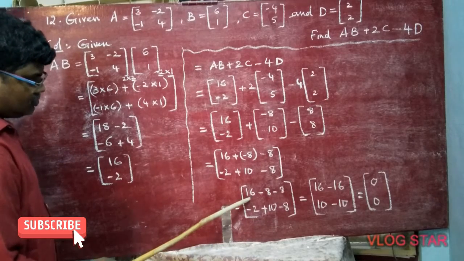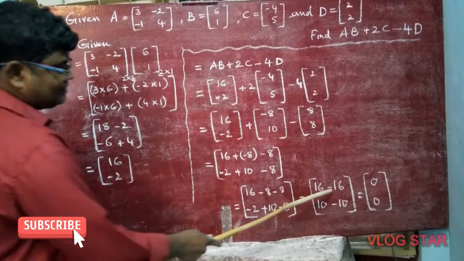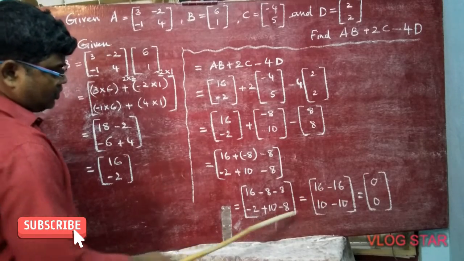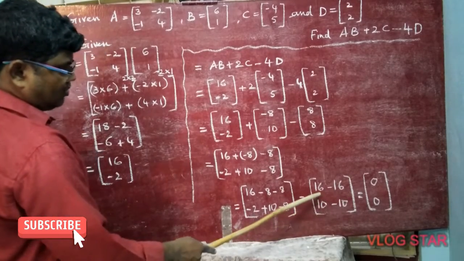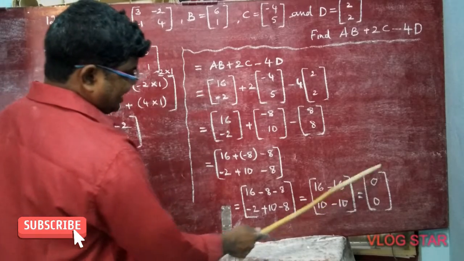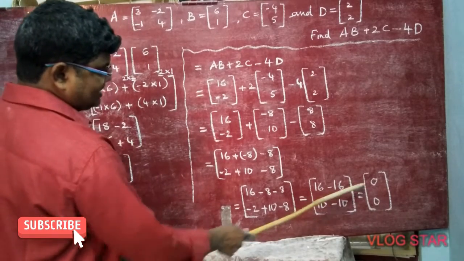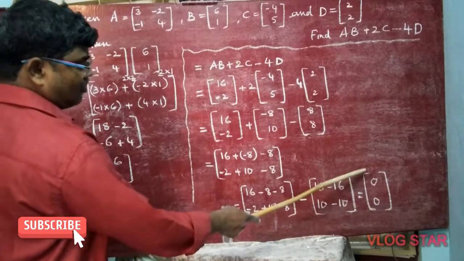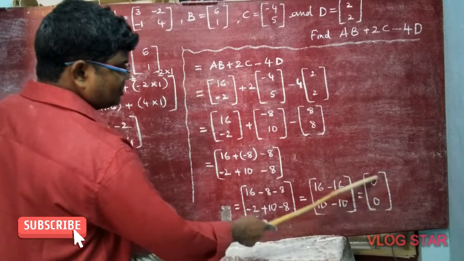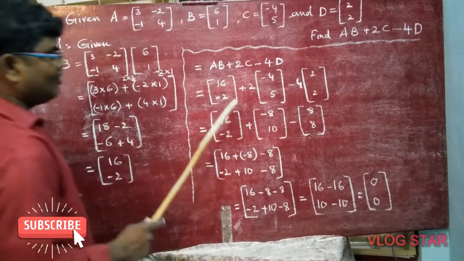Now add positives. 16 is there. And negatives, minus 8 and minus 8 is minus 16. Positive, write 10 here. Minus 2 and minus 8 is minus 10. Now 16 minus 16, how much? 0. 10 minus 10, 0. So now we got the answer [0; 0], the zero matrix. This is also 2 by 1.